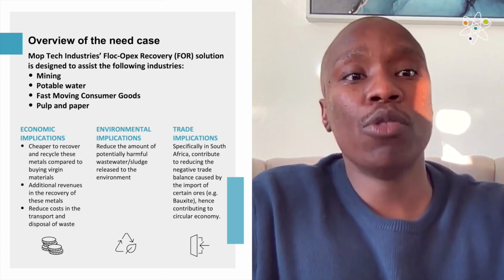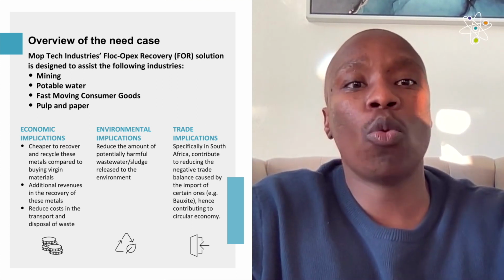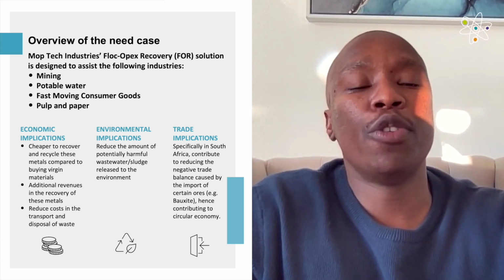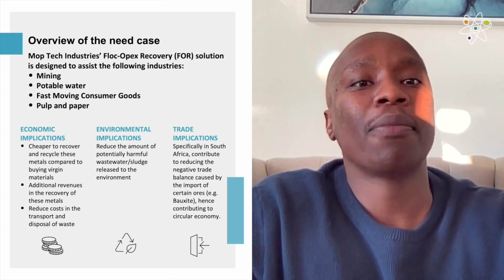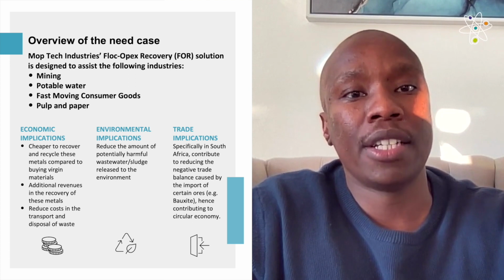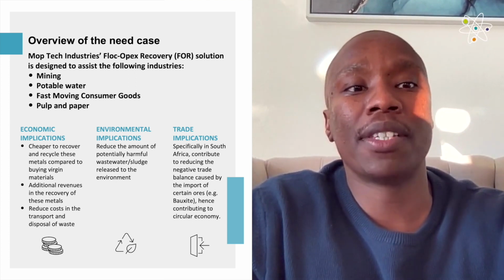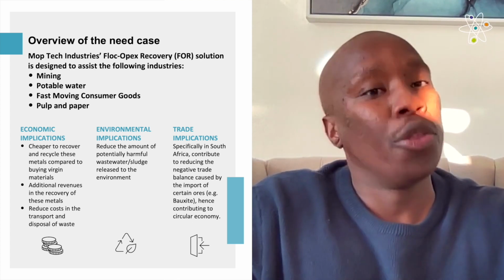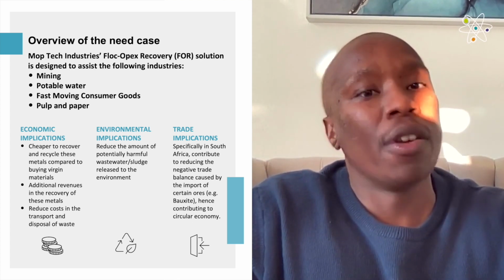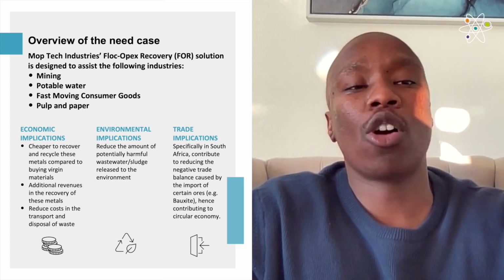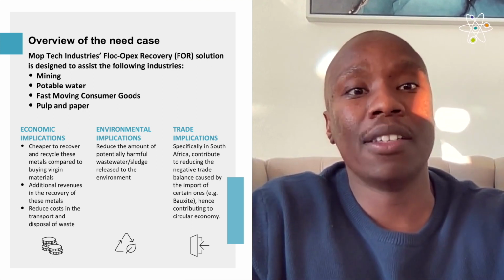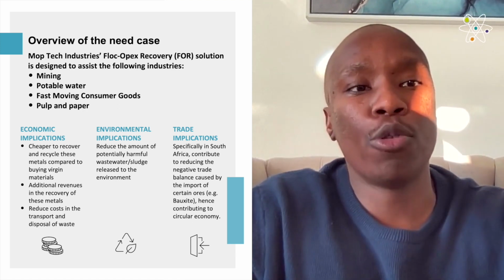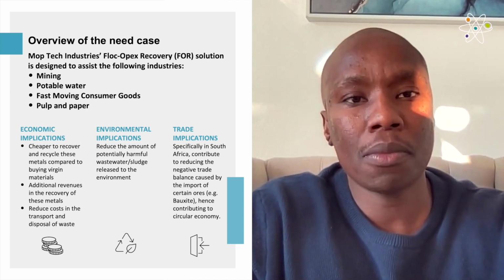In the case of fast-moving consumer goods and the potable water industry, the objective would be to reduce the amount of sludge generated in the flocculation and coagulation stage, and then subsequently recover and recycle the obtained metal flocculants back into the process. Through years of research and experimentation, we found that in general, it's much more cost-effective to recover and recycle these coagulants and flocculants as opposed to purchasing virgin products.